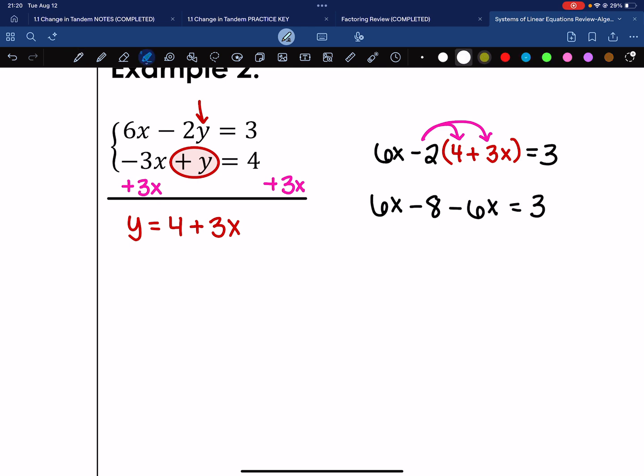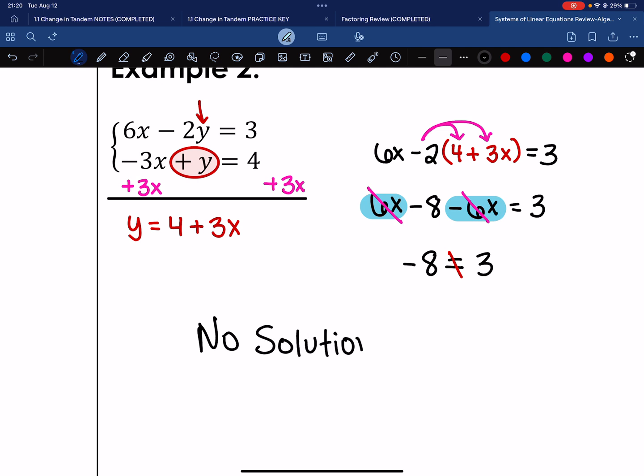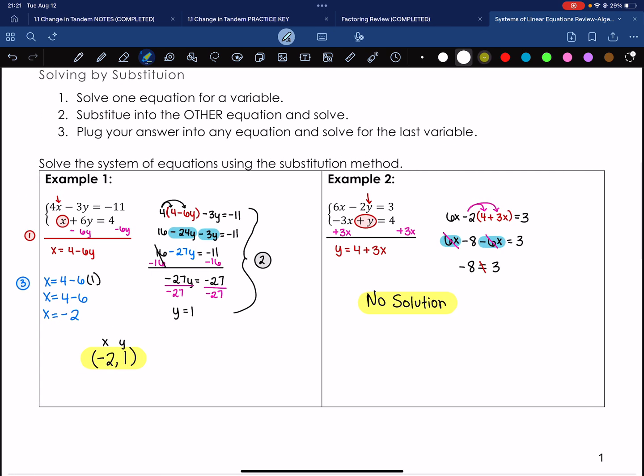Now, when we go to do our combining like terms step, that would be 6x with a negative 6x. What's going to happen is they're going to cancel each other out because 6x minus 6x is 0. And that leaves us with negative 8 is equal to 3. Well, negative 8 can't be equal to 3. So what does that mean? That means that we have no solution. Okay. So that's what it looks like when you have a no solution. You end up getting a false statement.